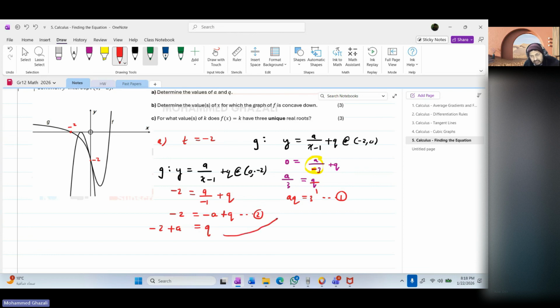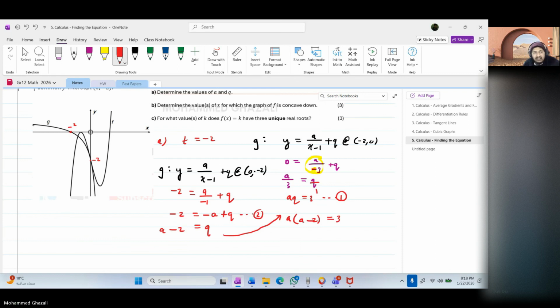Take equation 2 and substitute there. So replace q with a minus 2. So a into, remember, a minus 2 is the same thing, right? Let's write it as a minus 2, it is much better. So a times a minus 2 is equal to 3. Make a quadratic and solve.